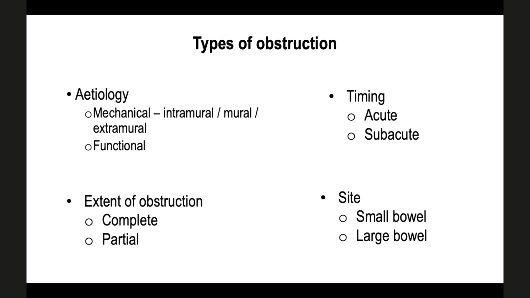The obstruction can, as I mentioned earlier, come on very suddenly, or it can come on over a period of a few weeks or so. Subacute. So acute means it comes on within hours or a day or so, whereas subacute can take maybe a week or more. And the site of obstruction, commonly it's either in the large bowel. In the large bowel you can say distal large bowel, proximal large bowel, and the small bowel can be proximal or mid or distal small bowel, jejunal or ileal. So based on various factors, you can have different types of obstruction. It can be classified in various ways.